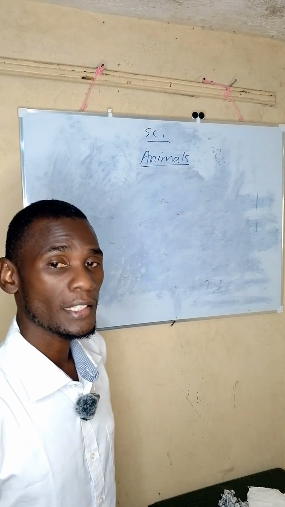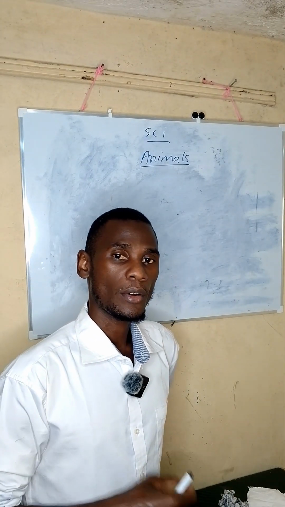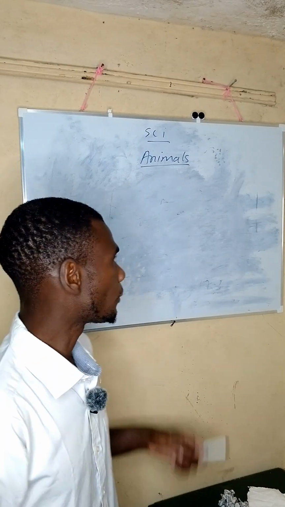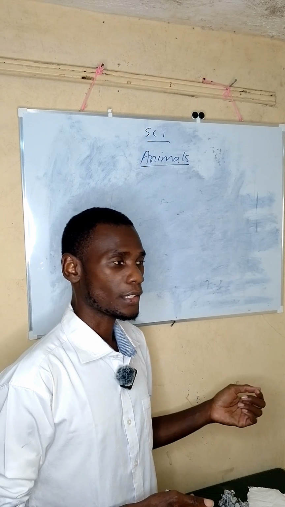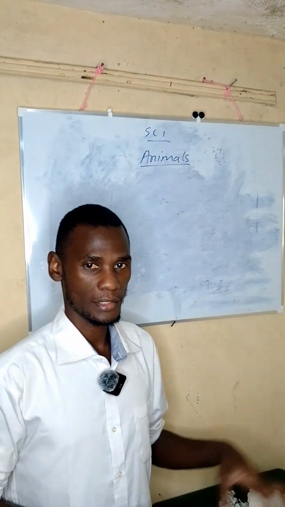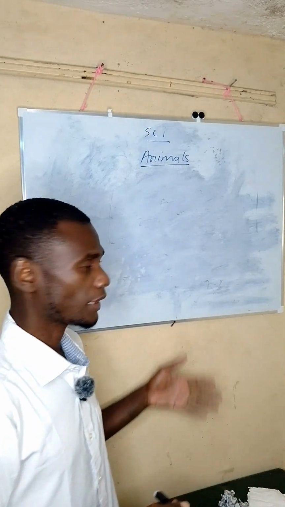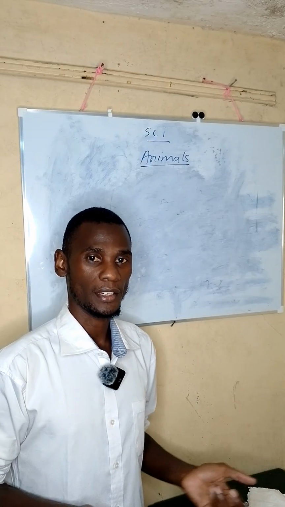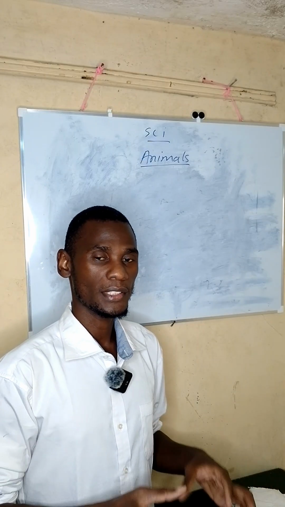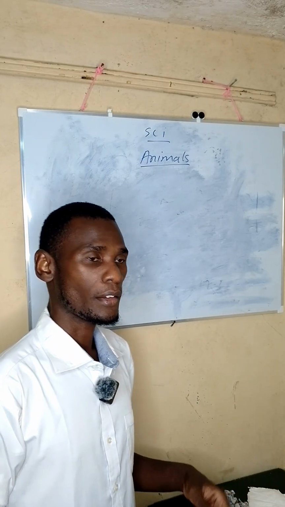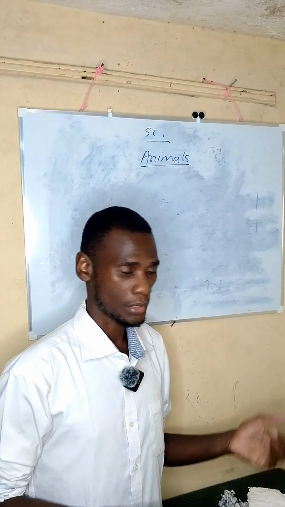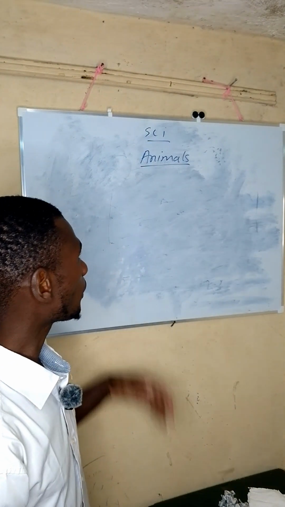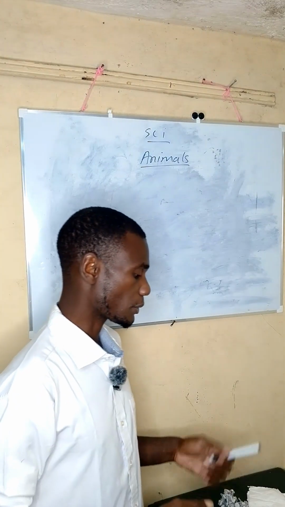Now, under this substrand of characteristics of animals, first of all, we have to define what is characteristics so that they understand it better. Now, characteristics simply means the behavior, how these animals behave in various different ways or in different places or conditions. So when we talk about characteristics of animals, these are behaviors.